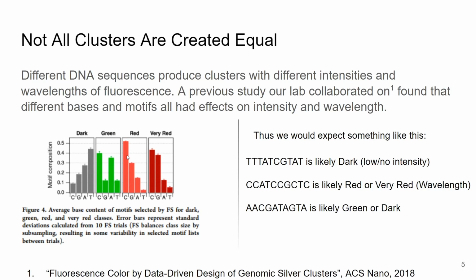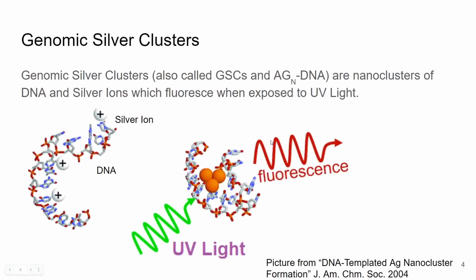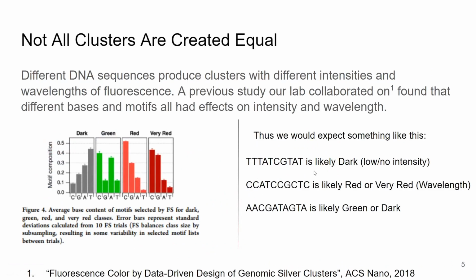If a sequence has a ton of C's, it's probably going to be red. And if it has a lot of C's and G's, it's going to be very red. And essentially, we can look at sequences and basically eyeball what we think they're going to be, right? So if I see a lot of T's in this sequence based off of this chart, I would say, okay, this sequence is probably going to be a dark sequence. When we actually turn this DNA sequence into a nanoparticle and shine light at it, it's probably not going to fluoresce. It's going to be dark.